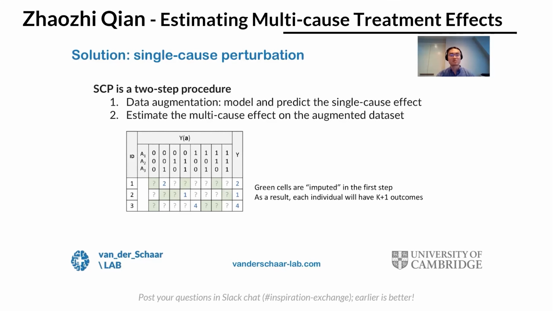In healthcare applications, this can be obtained from the clinicians or medical guidelines. SCP is a two-step procedure. It first trains a set of auxiliary models to predict the counterfactual outcomes under single-cause intervention. These predicted counterfactuals are pooled into an augmented dataset. This is shown in the table, where the green cells are the imputed counterfactual outcomes. In the second step, it uses covariate adjustment on the augmented dataset to estimate the multi-cause CATE.